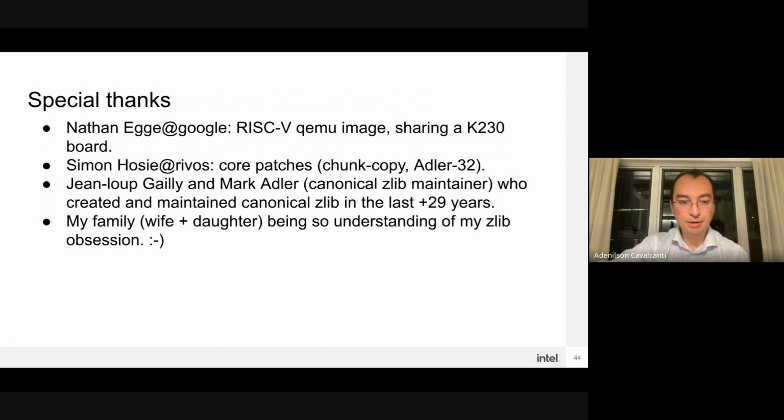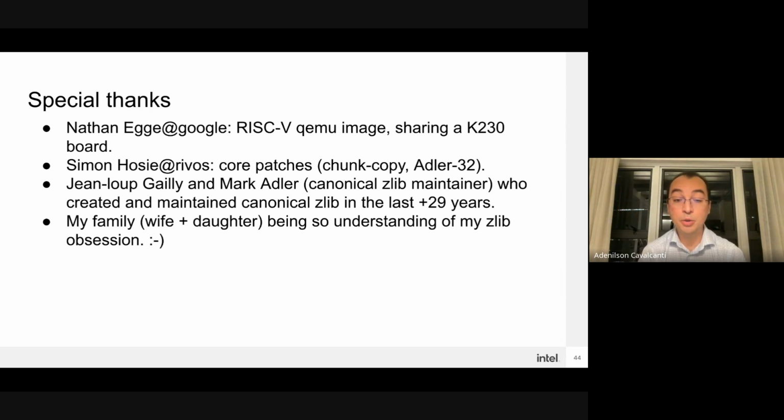I would like to say thanks to Nathan Eeg from Google. He shared with me a RISC-V QEMU image and also access to a K230 board. That helped me a lot because instead of, say, spending weeks to set up a RISC-V development environment, I just got a QEMU image that had everything to start hacking. So thanks, Nathan. Also like to say thanks to Simon Hosey.